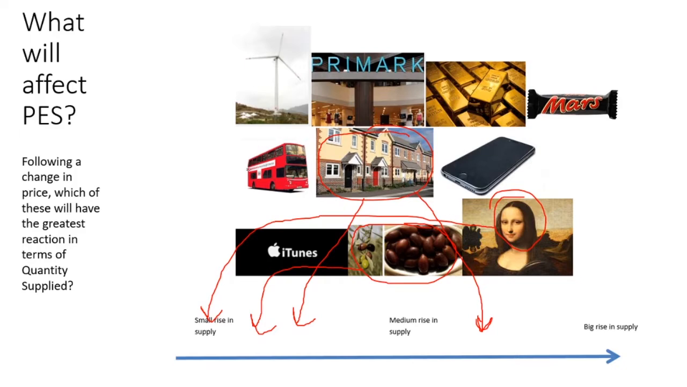Let's see the next one. I'm going to say the next one's probably going to be maybe like this. I'm thinking it's actually a wind turbine, like actually building the wind turbines. It's an expensive thing to build.